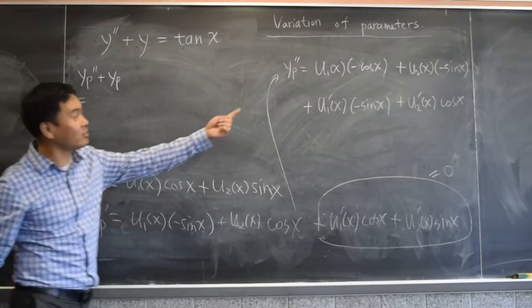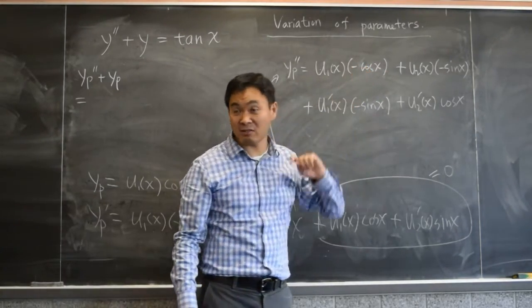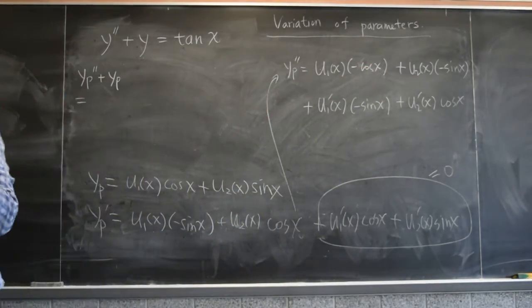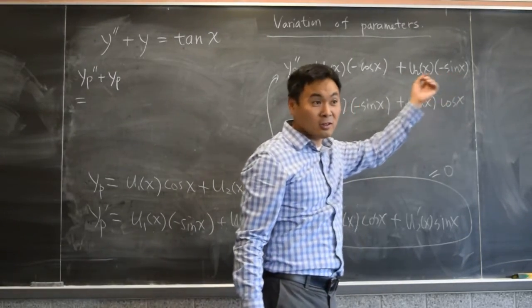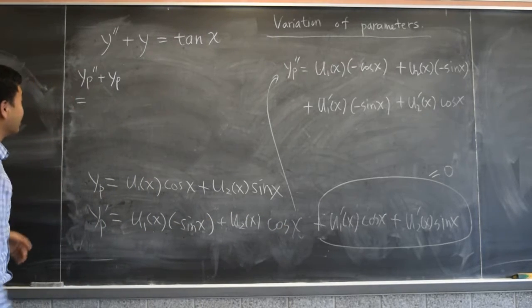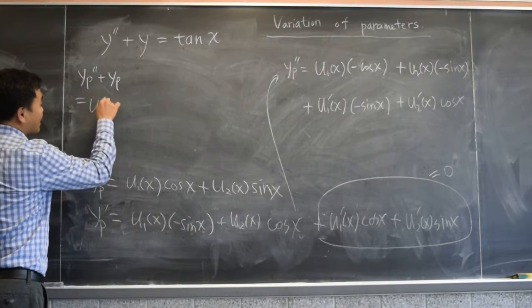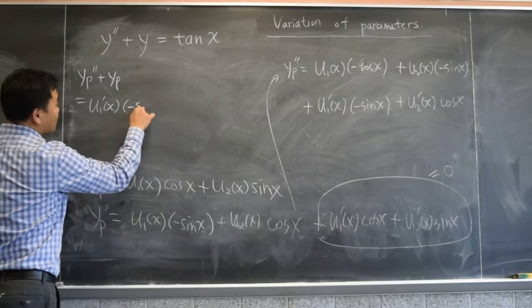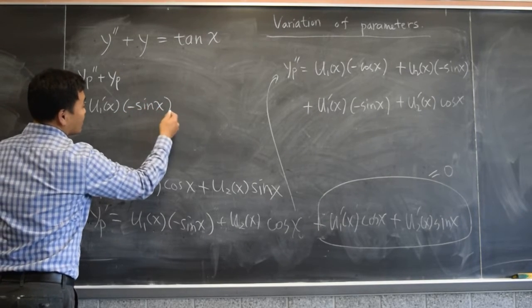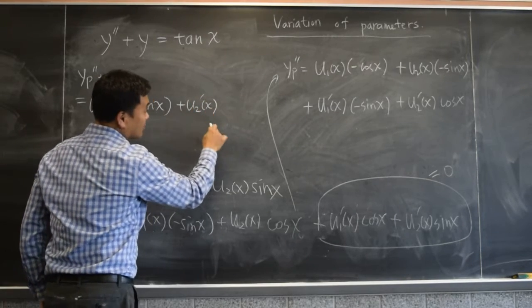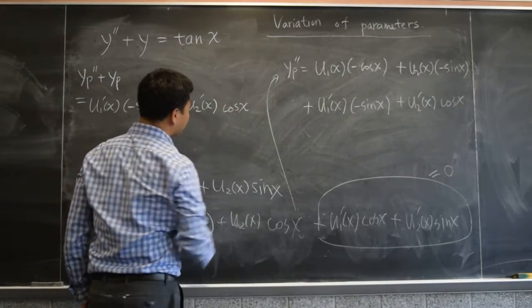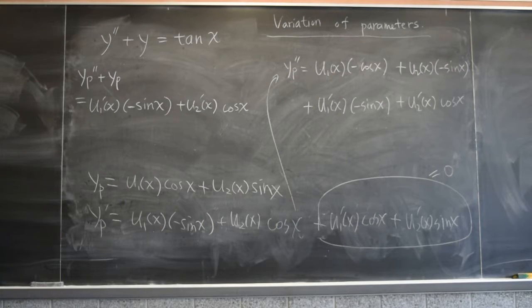u1 cosine x and u1 negative cosine are negatives of each other, so if you add them, they cancel, right? And u2 sine x will also cancel. So what's left after canceling? Just the primes: u1 prime of x times negative sine x, plus u2 prime of x times cosine x. That's what's left after canceling everything.